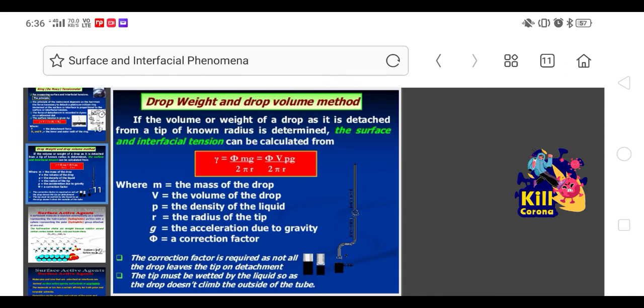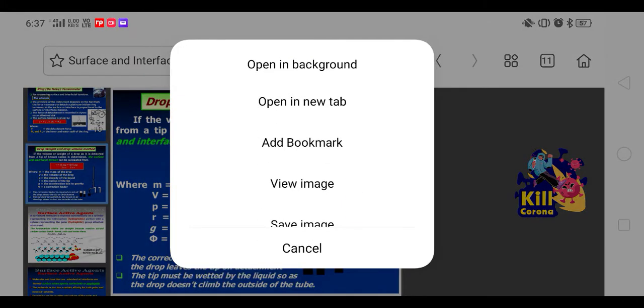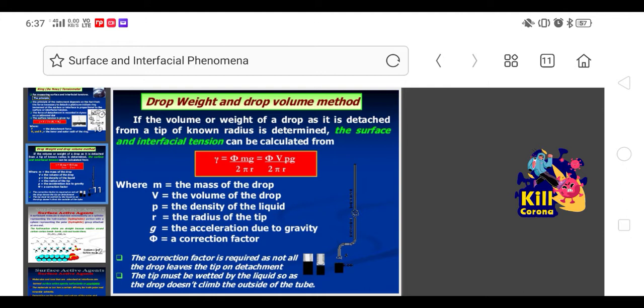This is the third method, the drop weight and drop volume method. If the volume or weight of a drop as it is detached from the tip is determined, then surface or interfacial tension can also be determined. It is done using a stalagmometer. Take the stalagmometer, fill the liquid, and find the number of drops coming from point 1 to point 2, or otherwise the weight of the drops. The equation is surface tension equals phi, the correction factor, times mg, the mass of the drop and gravity, divided by density rho. Why is the correction factor required? Because not all of the drop leaves the tip on detachment, so we have to put in the correction factor.